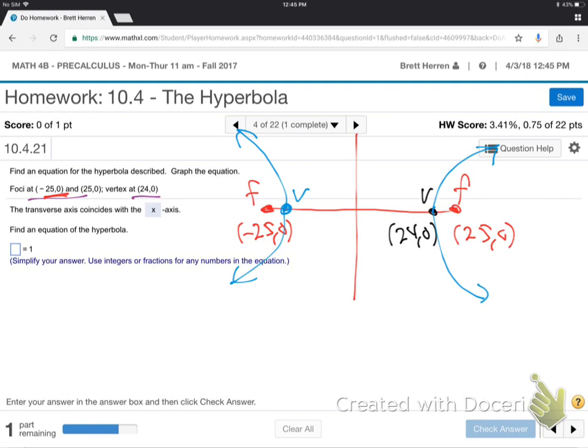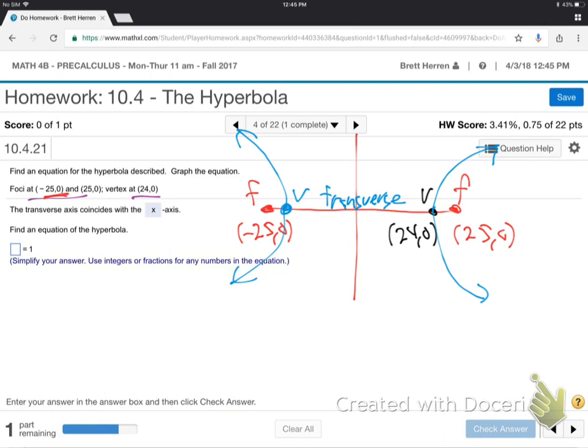Good so far? Focus points are always inside. They're not on the edge, ever, for any of these shapes. And they're always on the major axis. We have a new name. I don't know why they change the names all the time, but they call this the transverse axis.